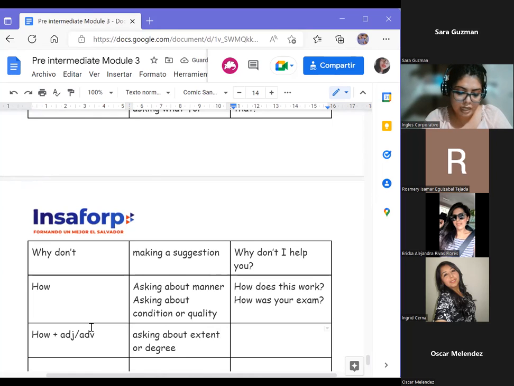And we have the, in this case, we are going to divide this one because we are going to use some examples to create this question.